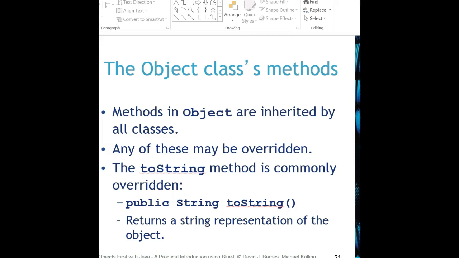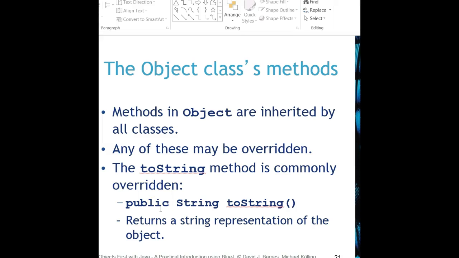So let's look at the Object class methods. Methods in Object are inherited by all the classes. The toString method is commonly overridden. The purpose of the toString method is to create a single string representation of an object. This is useful when any object is ever to be textually represented in the user interface, but it can also help so that objects can easily be printed out for debugging purposes, for instance.